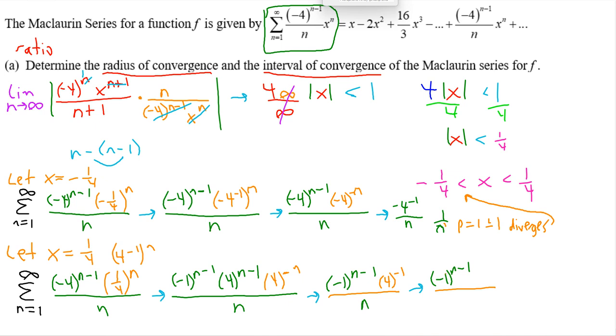So it becomes 4n. And then notice if you plug in 1, you get 0. Plug in 2, you get 1. Plug in 3, you get 2. So you can see it's going to go back and forth between even and odd exponents. So this is going to be the alternating series test.